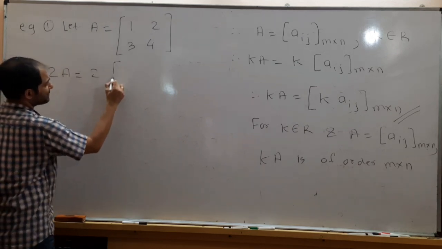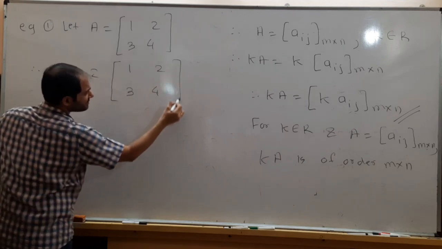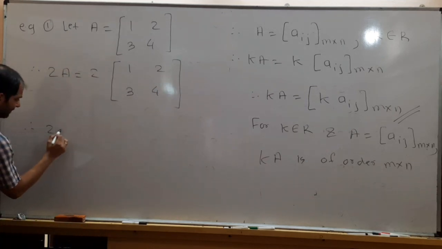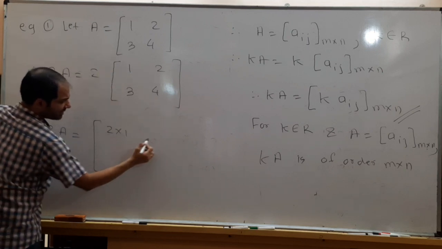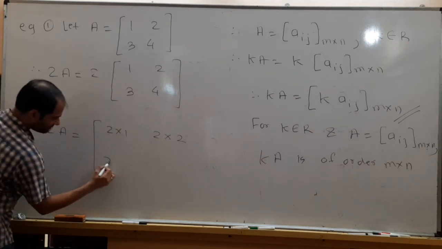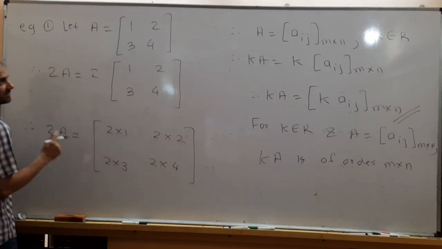2A is 2 times the matrix 1, 2, 3, 4. What you do is multiply 2 with every element. So what do I end up getting? 2A.